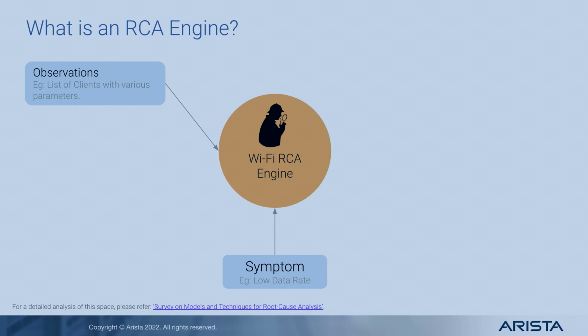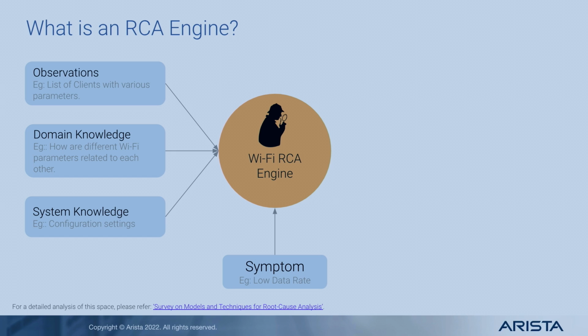Then observations. Once you know what you're trying to figure out, like the root cause for the symptom, you need data to understand what's going on. So that's where the observations come in. This can be like a list of clients in the network with their properties. Then you also need domain knowledge. Depending on what domain you're trying to solve for, let's say in our case it's Wi-Fi, you need to know how different parameters relate to each other. Then system knowledge, what is the current configuration of the system that you're trying to do root cause on.